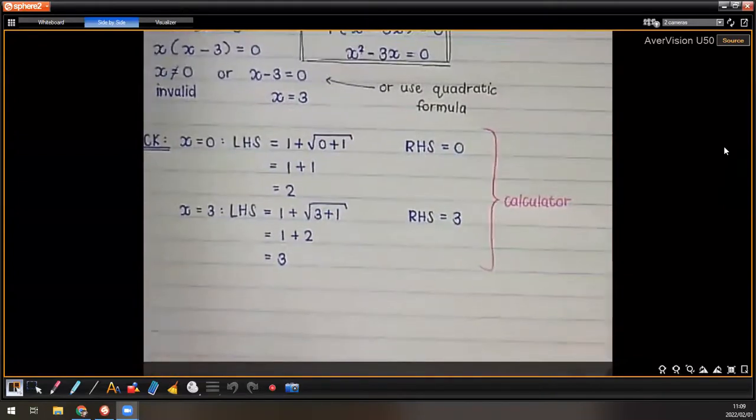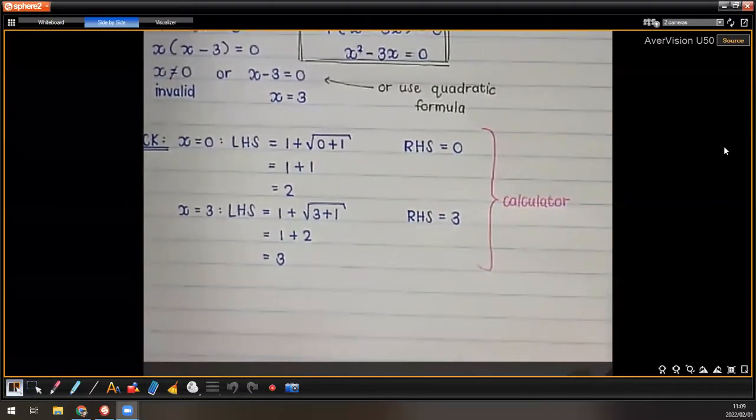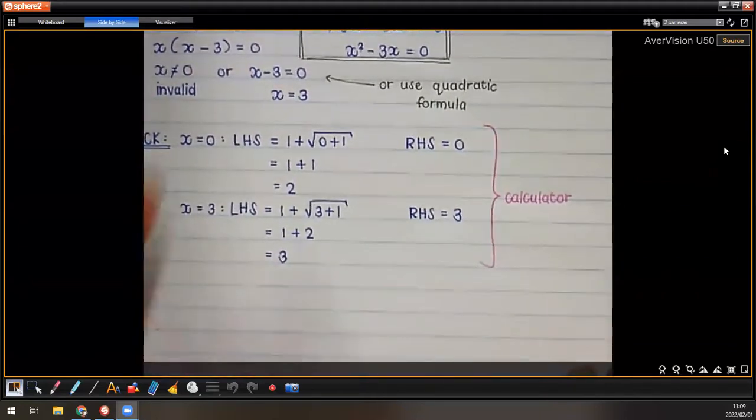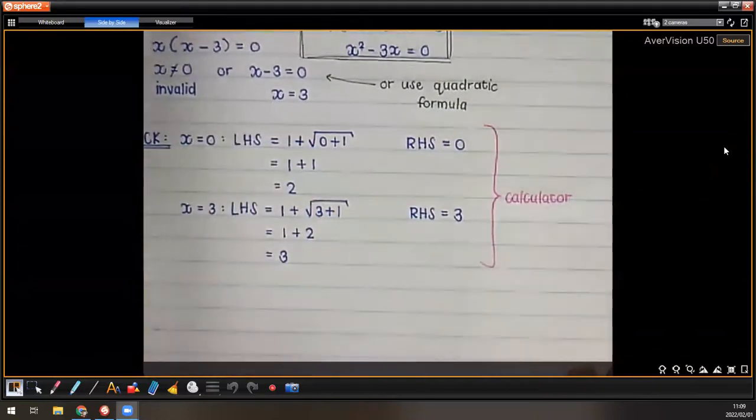So you can just type in what's the right hand side, 2, what's the left hand side, and then 2, what's the right hand side, 0. Oh, it's not the same. So then you throw that answer aside. But if you're worried that you're going to forget, you can write it down.